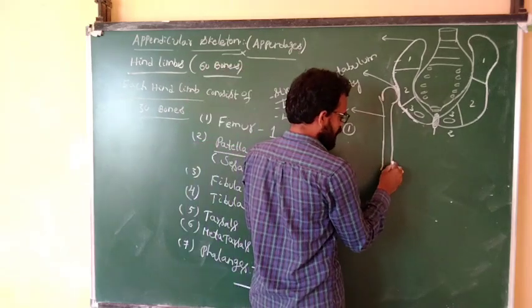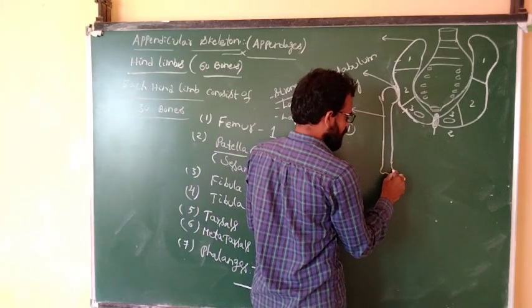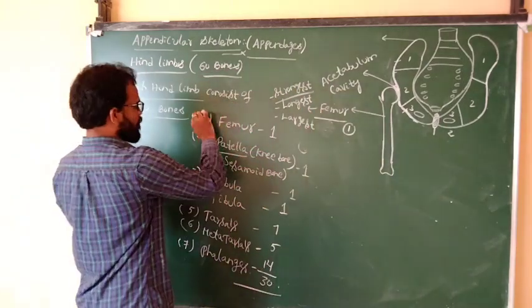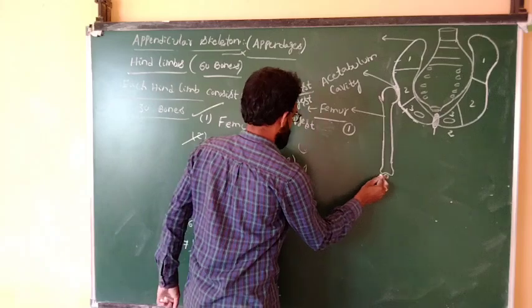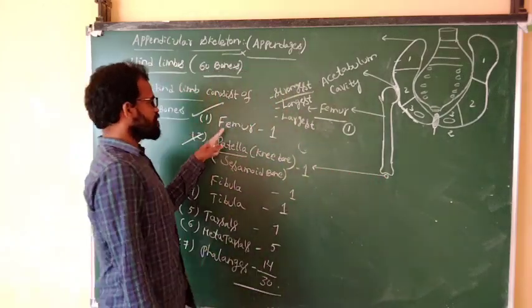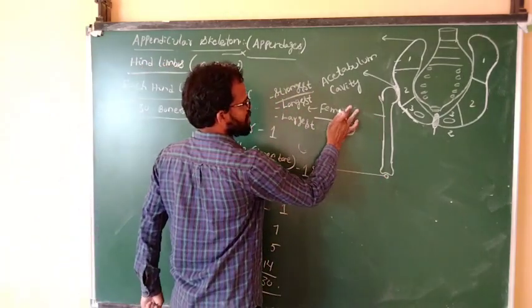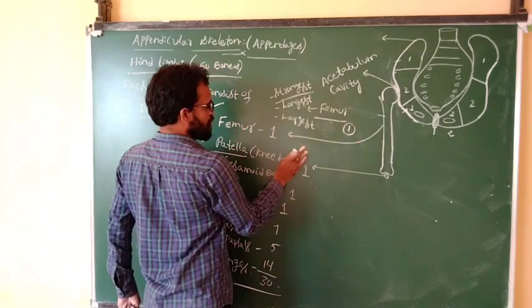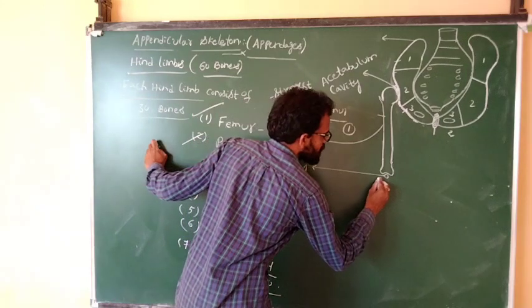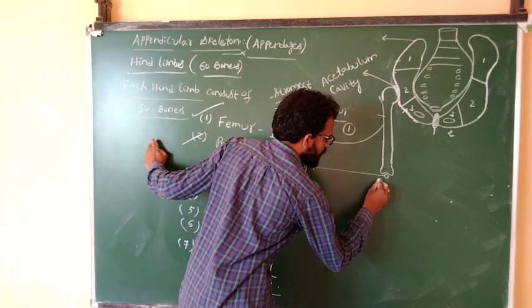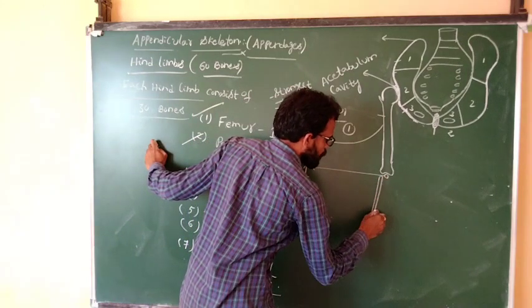The next part after the femur is the patella. It is nothing but the kneecap. What is it? Kneecap, the patella bone. The first one is the femur. Next one, patella. Next one, fibula. What is the next one? Fibula. The next part is nothing but the fibula.